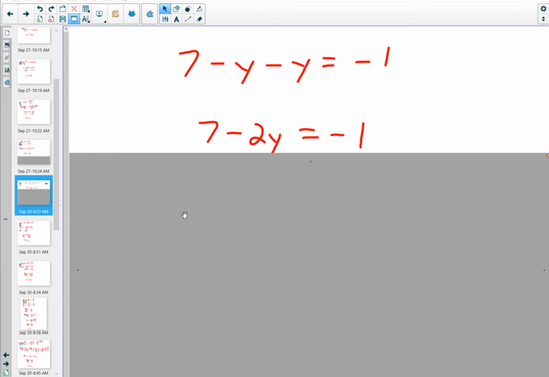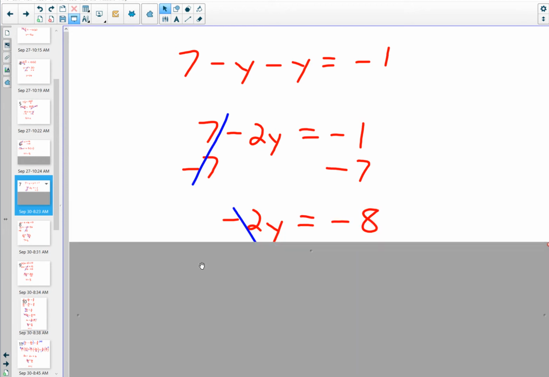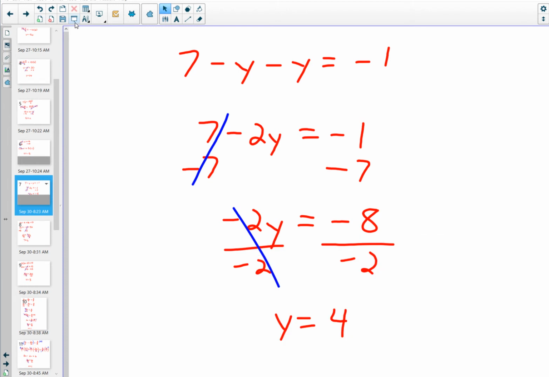Troops, what do you want to do next? Good. Tad, what's -1 minus 7? Good. Lorna, what's going to drop on the left? I cancel out the 7. What's going to drop? Yeah, don't forget the negative. -2y. Divide by -2. All the children rejoice because y was full.